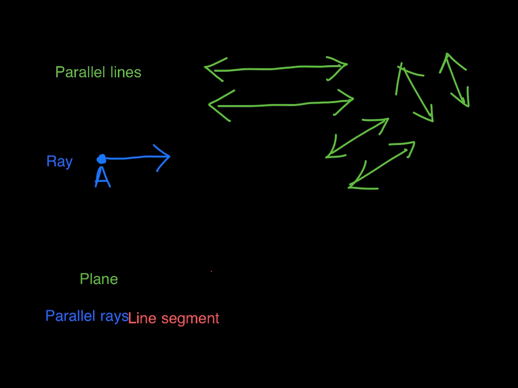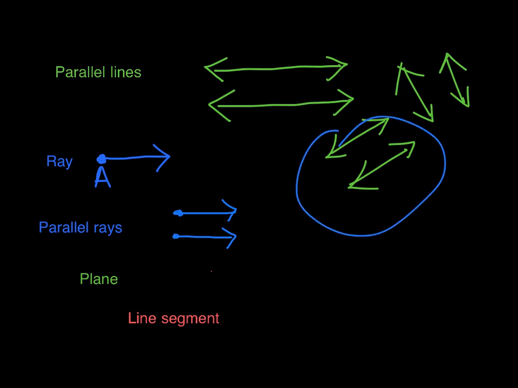And that brings us to parallel rays. Just like our lines, we can have parallel rays that run along each other and never cross. Those would be parallel. They can be diagonal like these up here. They can go to the left or to the right, just like a parallel line.